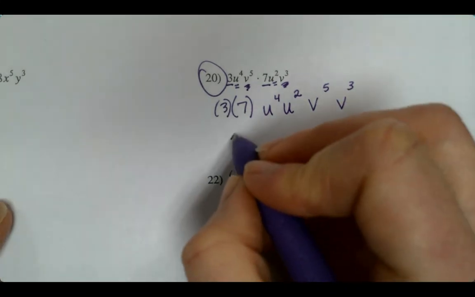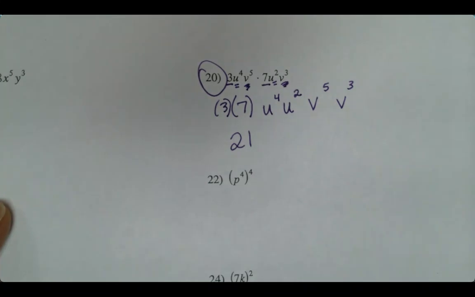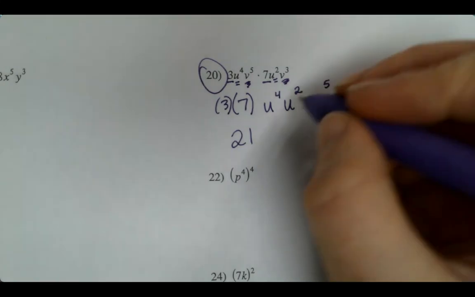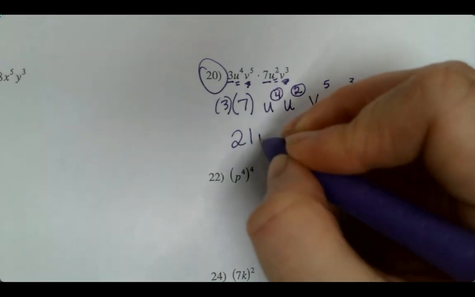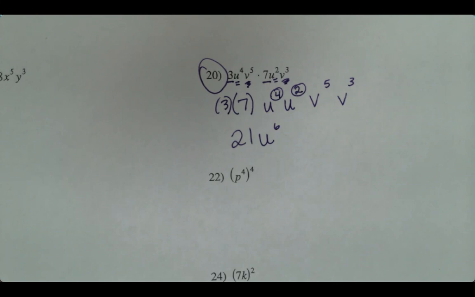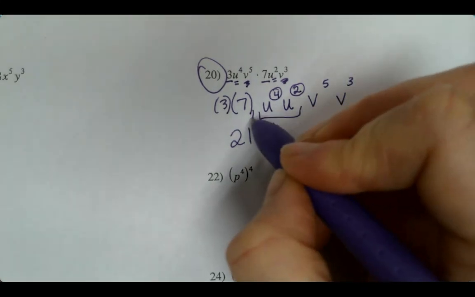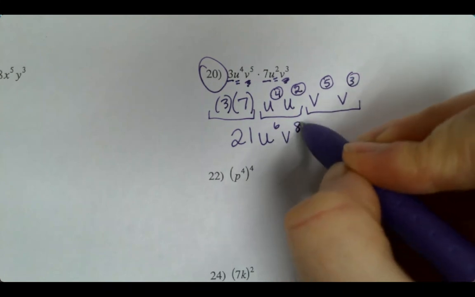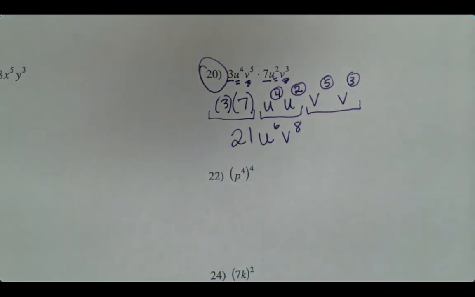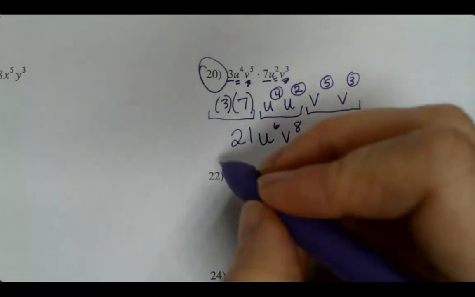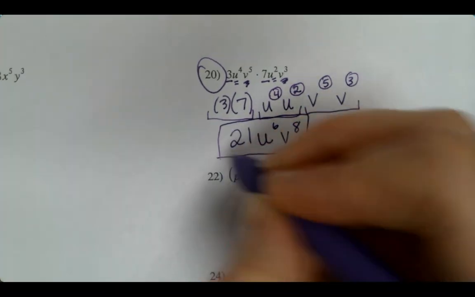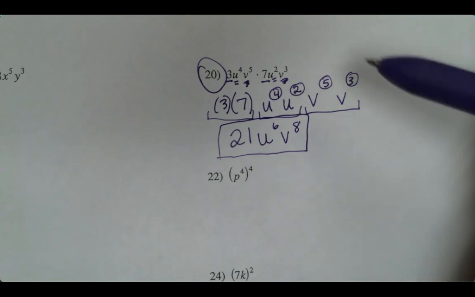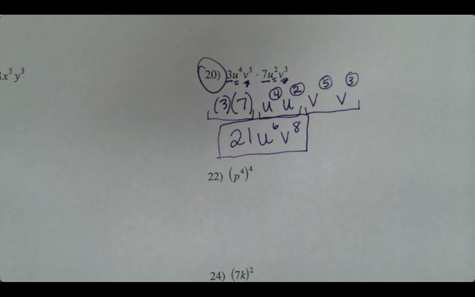3 times 7 is 21. Then we do U4 times U squared. Yep. Add those together. U6. So we did that, and then V. 5 and 3 make V8. Put a box around it. Make sure you put boxes around all your answers, or you can highlight them. Just make it where I can find them easy. Just on the back.